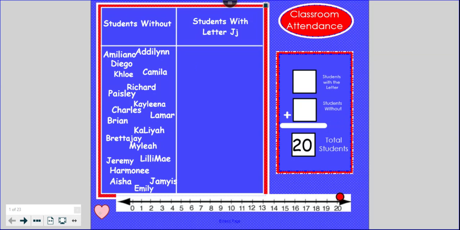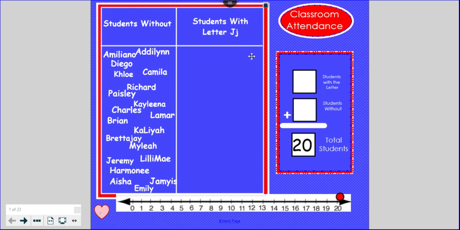Let's see, we are going to make a number sentence today, and we are going to sort our friends who do not have the letter J, capital or lowercase, and who do have the letter J, capital or lowercase, here on our T chart. Remember, a T chart is called a T chart because it looks like a lowercase letter T in the middle. You can see where my arrow is going.